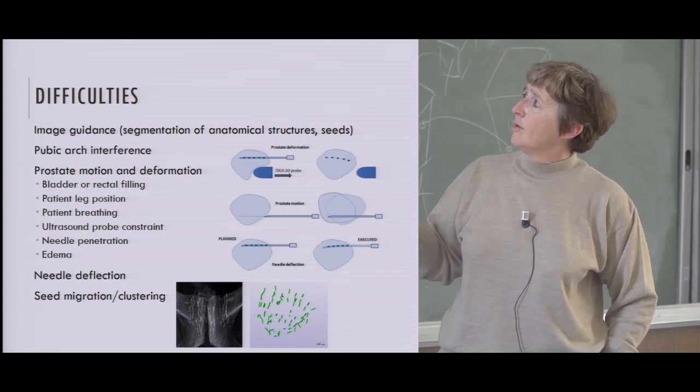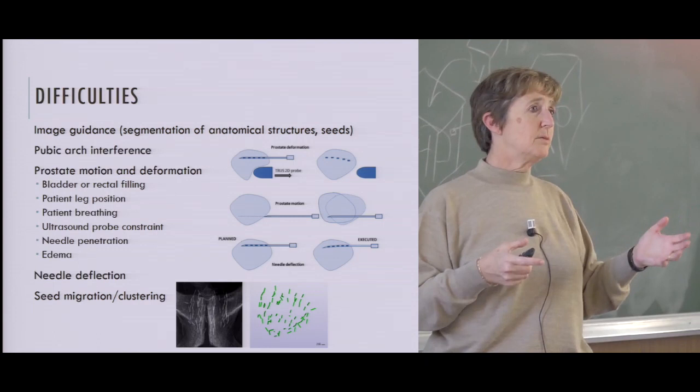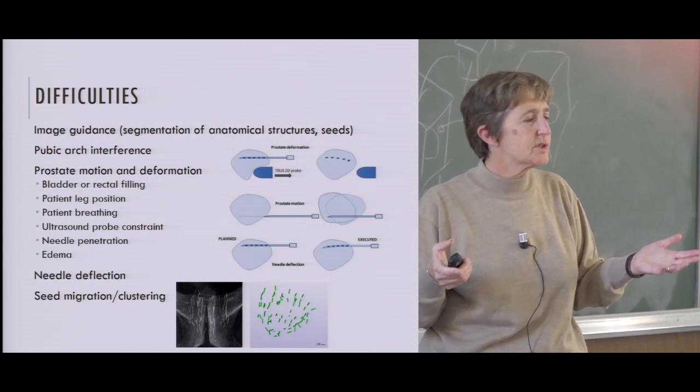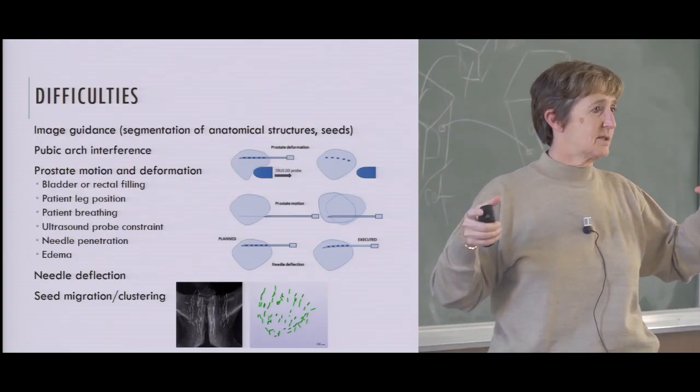When you insert needles with radioactive seeds, the prostate inflates during the treatment. Between the beginning of the treatment and the end, which lasts something like 2 hours, the prostate can increase by about 20 or 30% of its volume. So that means that the planning that you made at the beginning is no longer correct, because the prostate has increased.